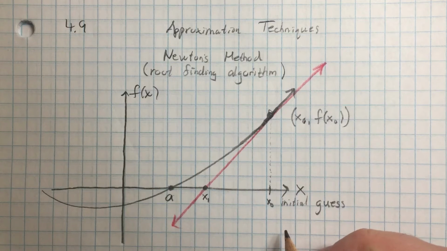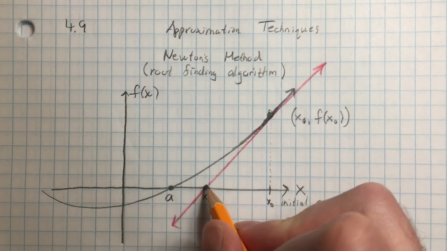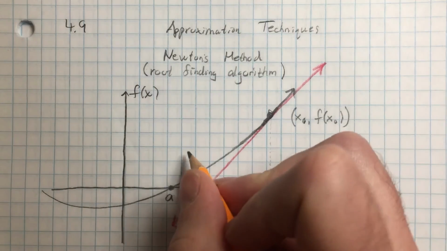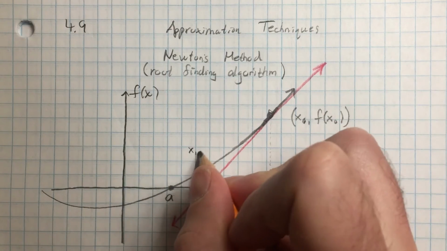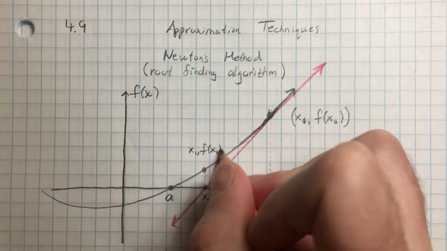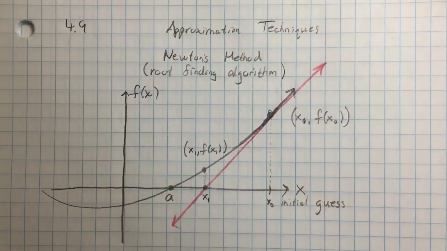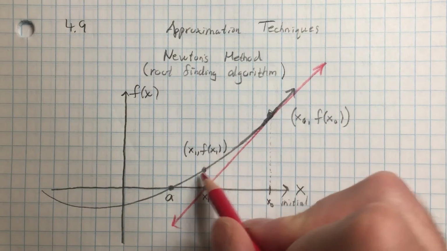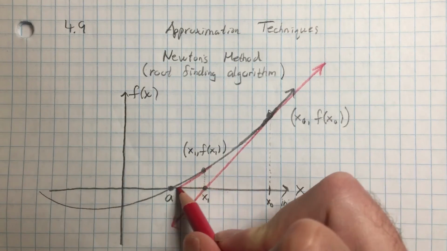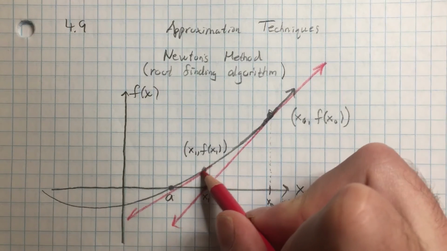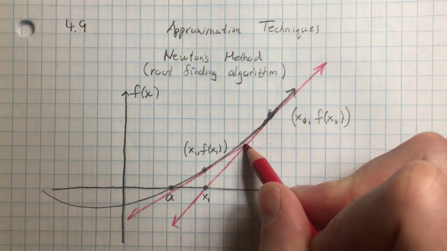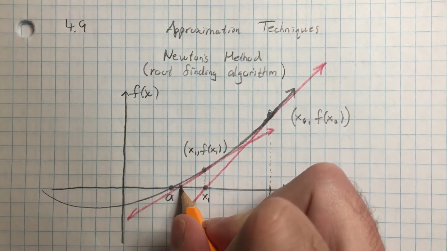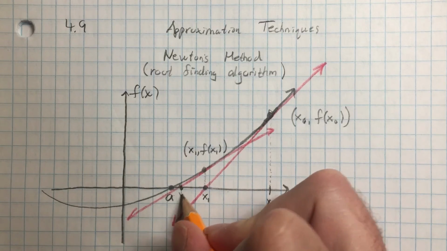Okay? I'm going to repeat this process. We're going to map x1 up to the curve. Okay? Here it is. And that's going to be x1 comma f of x1. We're going to draw another tangent line. We're going to inspect where that tangent line intersects the x-axis. And that's going to be x2.